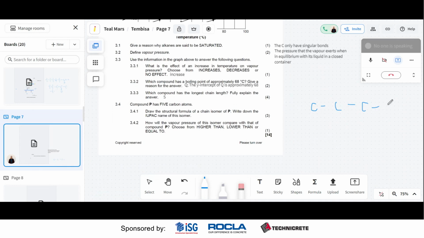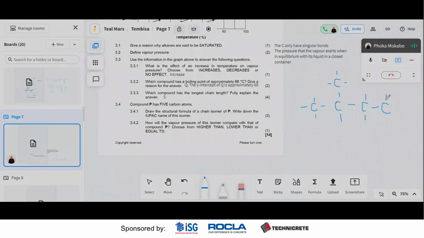Three, four, and over here we'll have a chain and hydrogens coming from all sides. There's a specific reason I choose this type. Okay, one, two, three, four, five carbons.